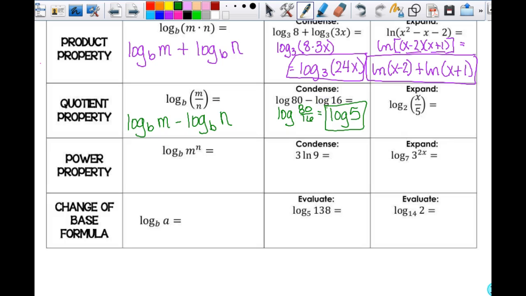Then to expand it, I go in the other direction. So I have log base 2 of x over 5. That's going to give me log base 2 of x minus log base 2 of 5. There you go.